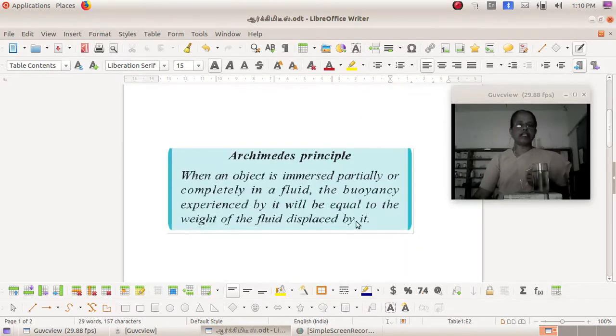So what is Archimedes' principle? When an object is immersed partially or completely in a fluid, the buoyancy experienced by it will be equal to the weight of the fluid displaced by it. This is Archimedes' principle. Nothing but the buoyancy is the same as the weight of the fluid or liquid displaced by it. This is what is called Archimedes' principle. So this you need to learn by heart.